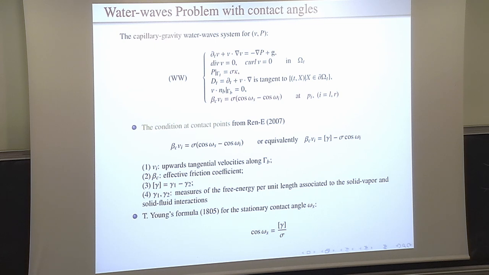And so we have the velocity along the bottom, or in the tangential direction of the bottom, the velocity at the contact point. It is decided by the stationary contact angle, I mean these coefficients, minus the moving contact angle, I mean sigma times cosine omega. Omega is the moving contact angle. So it's a multiplication.